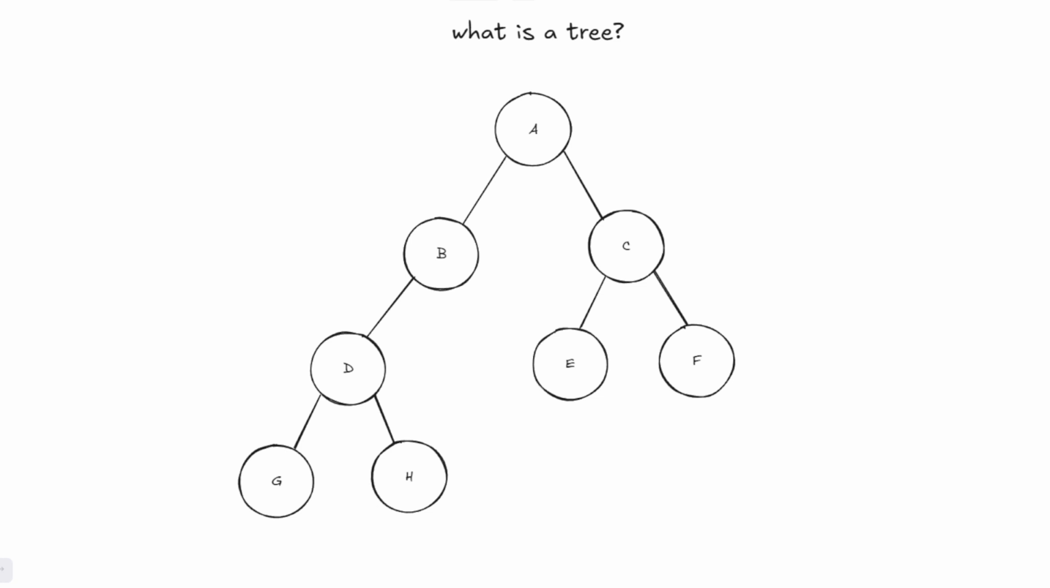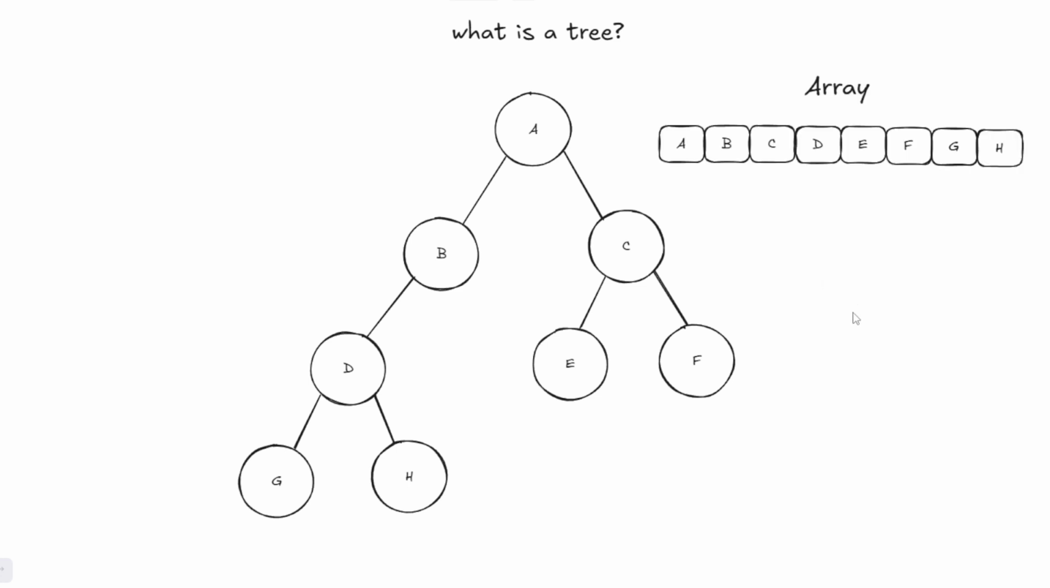Let's compare array versus tree. Why do trees exist? Imagine your data is stored in an array like this, or a tree like this. If you want to go to H in the array, you have to go through every element: A, B, C, D, E, F, G, then H. However, in a tree, all you have to do is go from A to B to D, and then you reach H. So you only had to go through 4 elements instead of every single one.